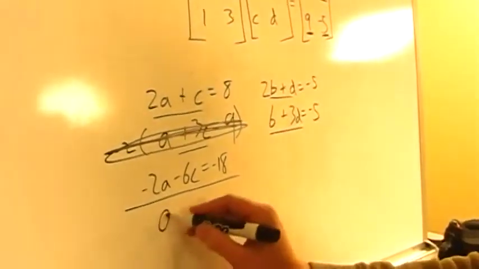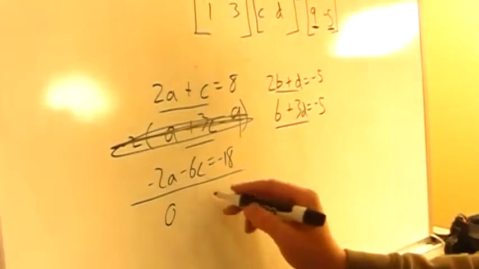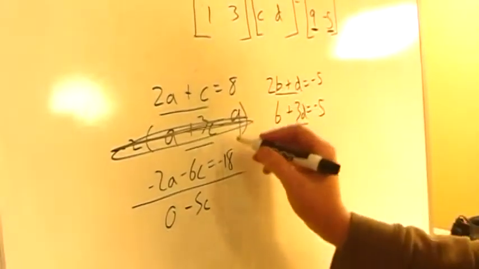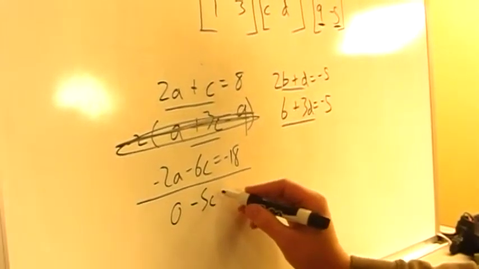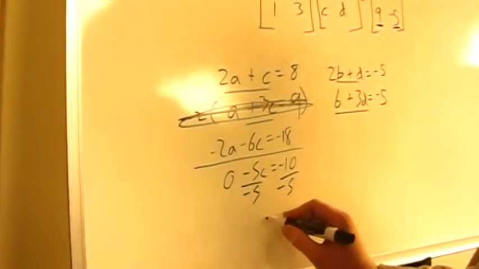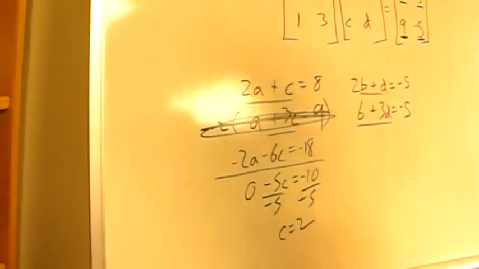I'll get a 0, so A cancels out. I have 1 minus 6, which gives me -5, and then 8 minus 18, which gives me -10. So I can divide, and C is going to give me a 2.